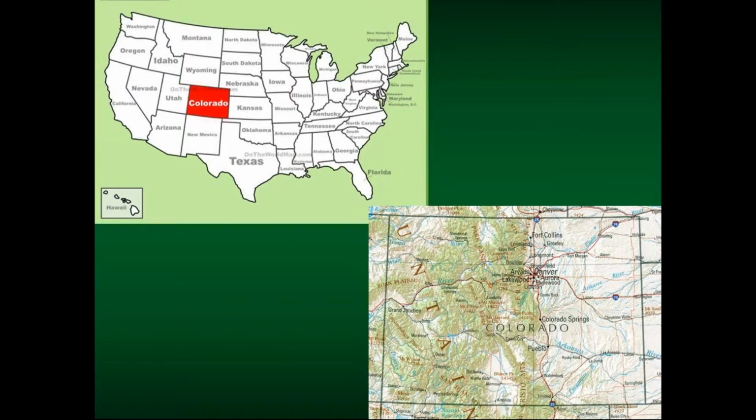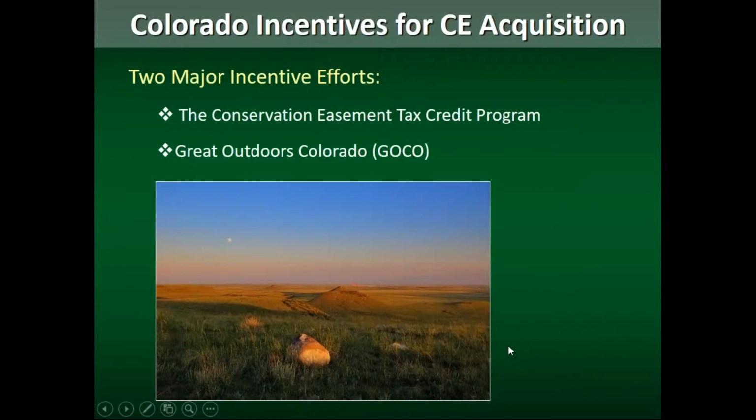So anything that's got a pitch to it is owned by the government, and anything that's flat is pretty much owned by farmers. So it's about evenly distributed. I think it's 43% of the land is in farming, and 40% of the land is in public lands, and then the rest is where people live. Next. So we'll be talking about two different programs: the Conservation Easement Tax Credit Program and the Great Outdoors Colorado Trust. Next.